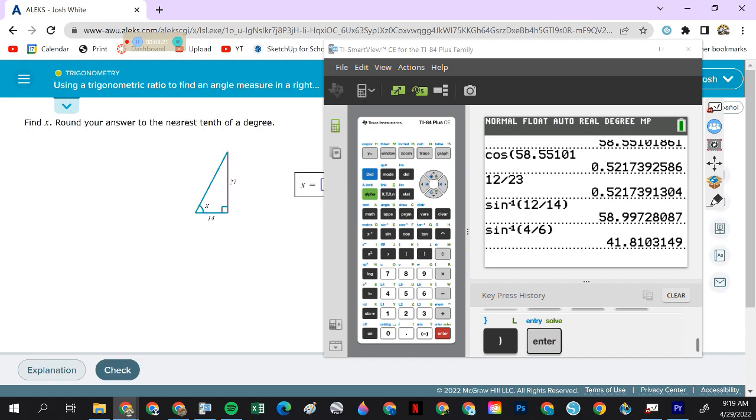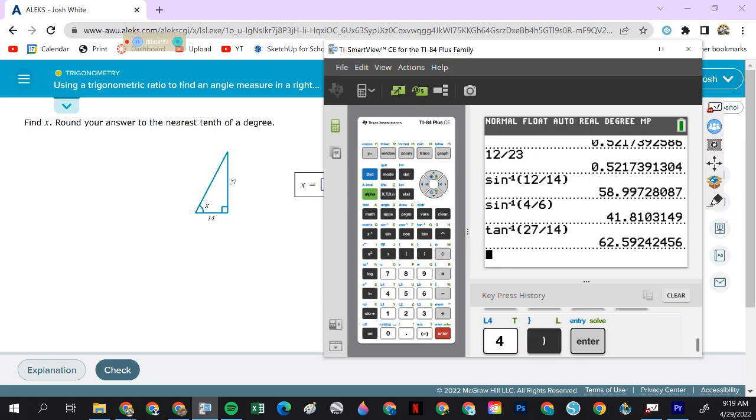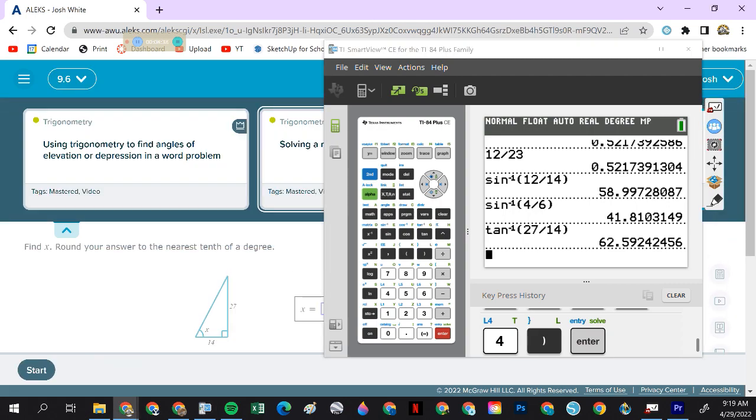Okay, this one would be tangent. Inverse tangent of 27 over 14 gives me 62.6. All right, let's do the next problem.